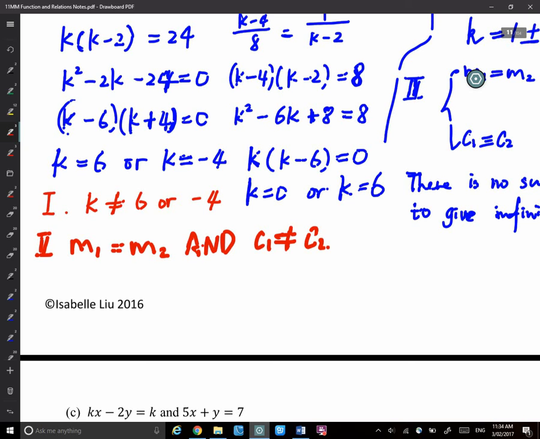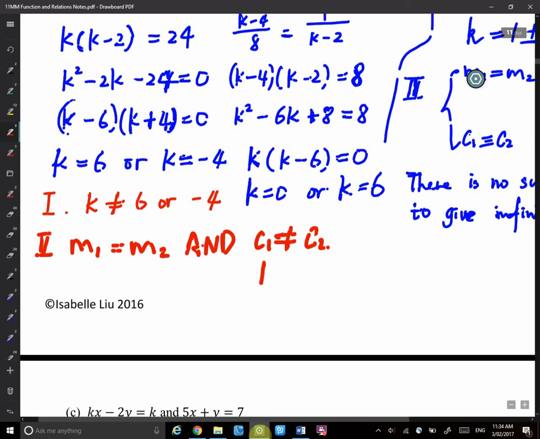So why can't 6 work? Because k equals 6 will make the intercepts equal, which gives infinitely many solutions. I need this to make them parallel and at the same time make the y-intercepts different. So I will take k equals -4 as my answer.